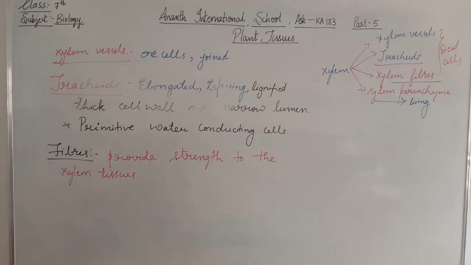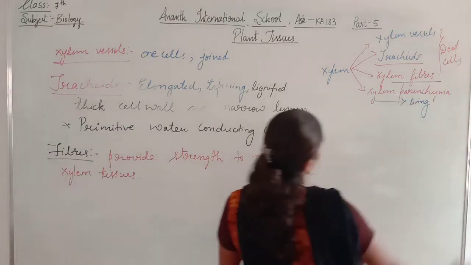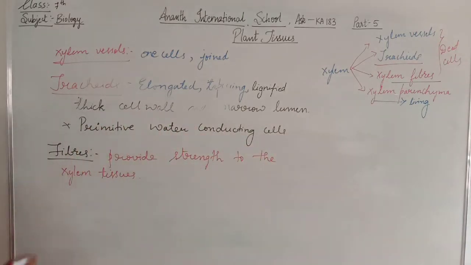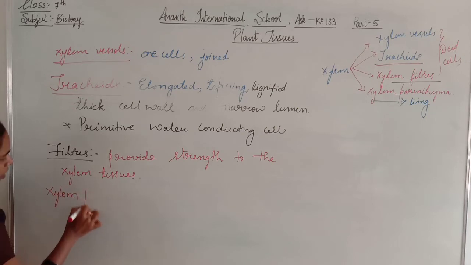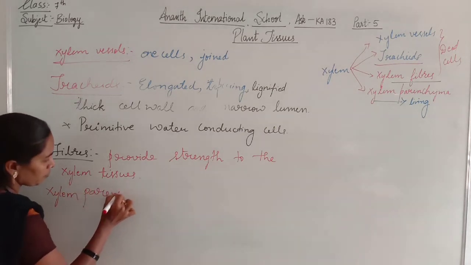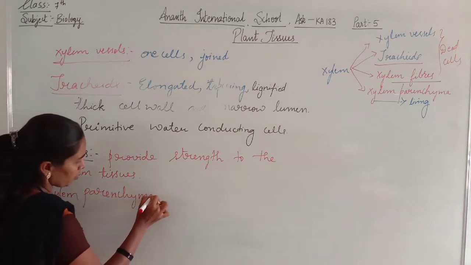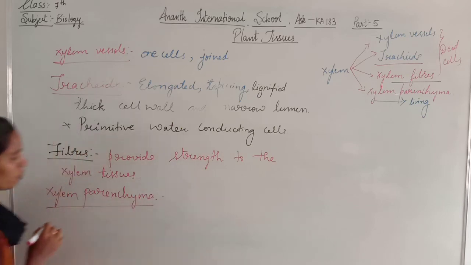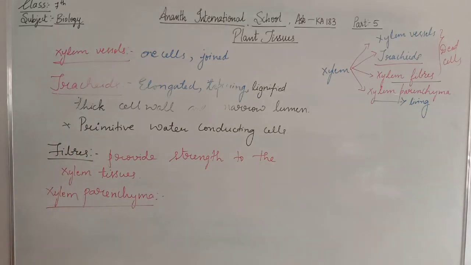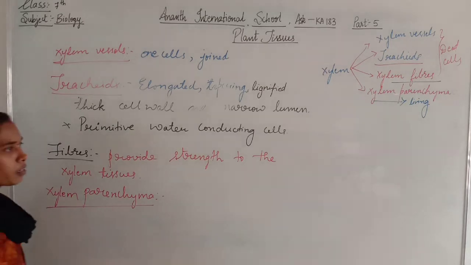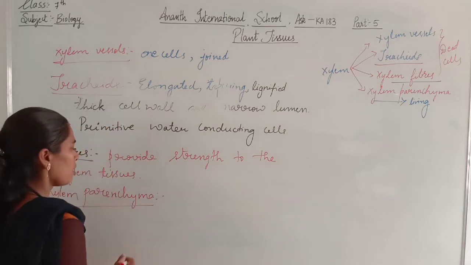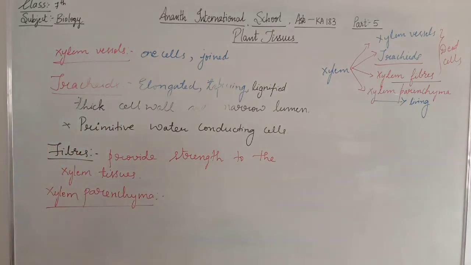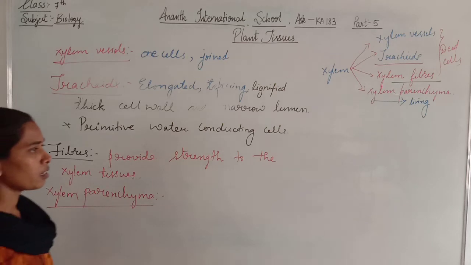Then the last cell is the xylem parenchyma. Xylem parenchyma is a living cell present in the xylem. What will be the function of the xylem parenchyma in the xylem tissue? The function of xylem parenchyma is that it is the only living component, which helps to store the food which is prepared by the leaves.